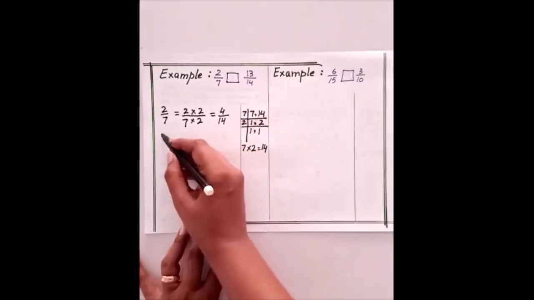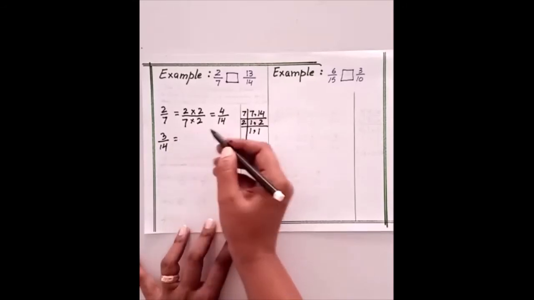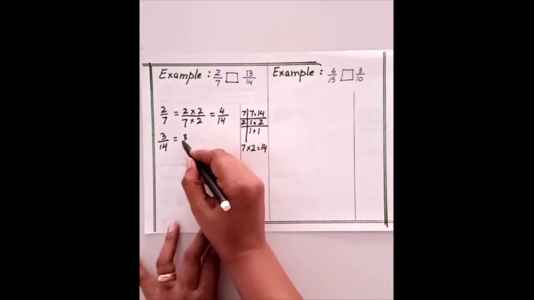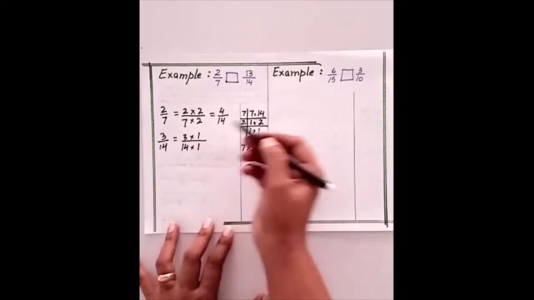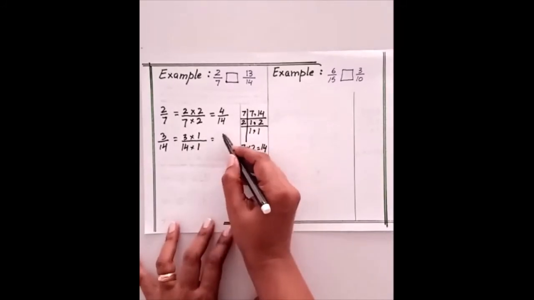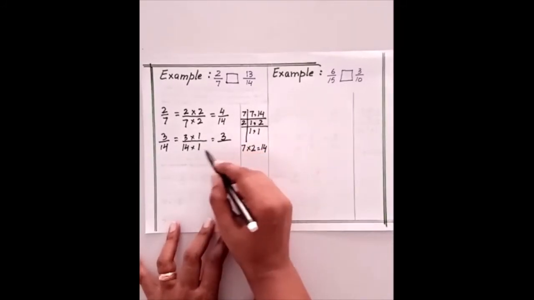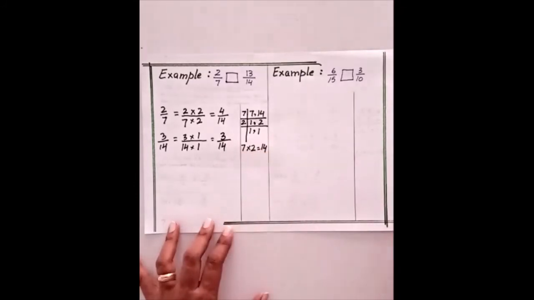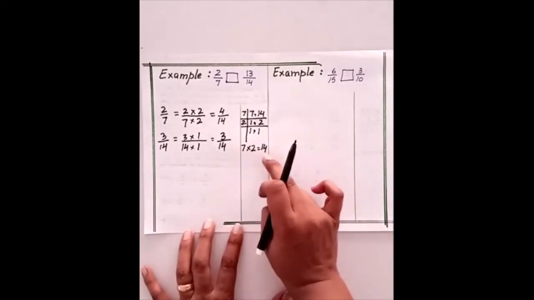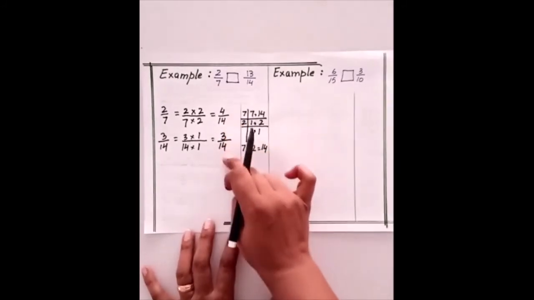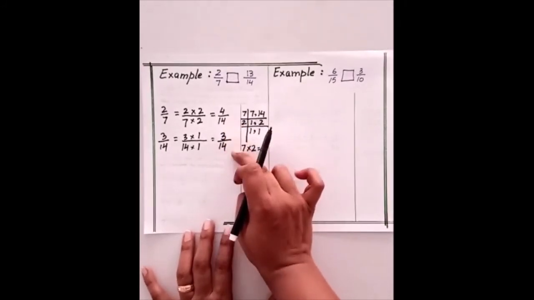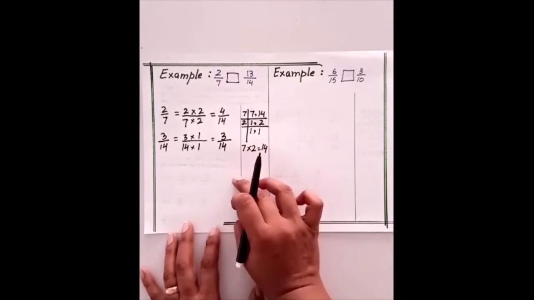Now see, 3 upon 14 is... numerator and denominator, and multiply them with the same number. 3 ones are 3 and 14 ones are 14. See, the LCM came over here. The same denominator is, they become like fractions. Now they have become the like fractions.